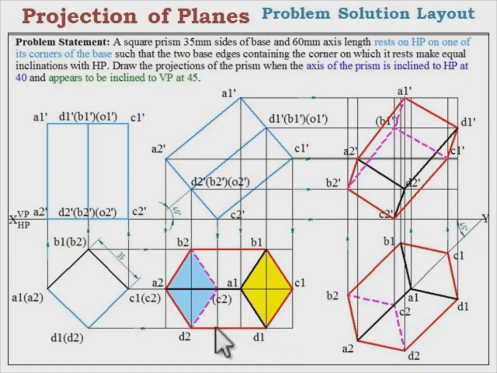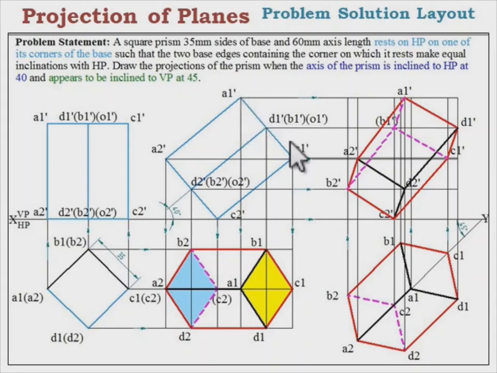Now, the outermost points which mark the boundary of this solid are drawn using continuous thick line, which is shown in red color here. This is the first step. Second, this is the direction of viewing the top view for this position.